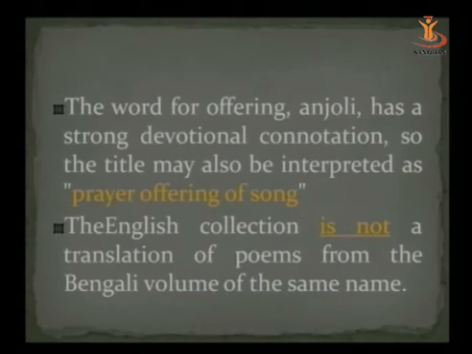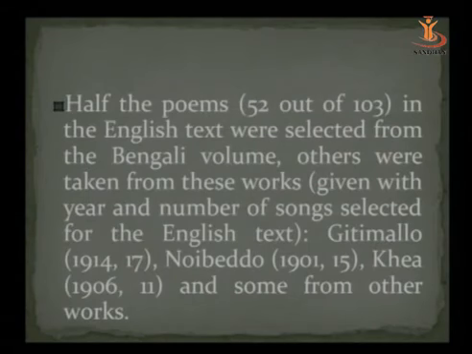Correct, na? Yeah. So it's not a translation of the entire book, but what Tagore has done, as we'll look at in the next slide, is that he has selected only half of the songs from the Bengali collection called Gitanjali. He has taken 52 out of 103 songs, and other songs are taken from his other collections like Giti Mallo in 1914, Nobedyo in 1901, Khia, and some other works. So it's a selection from many other collections. Though its name is Gitanjali, it's not a direct translation of the text by the same name. That is what we should bear in mind when we look at Gitanjali as a translation of Bengali poems.